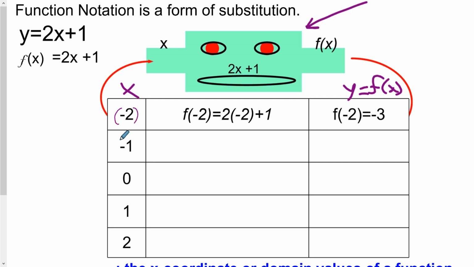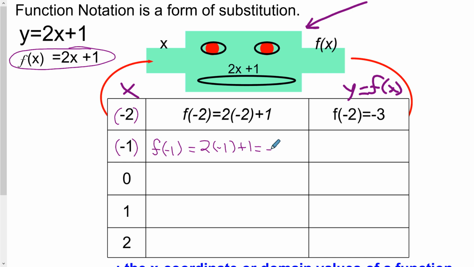Let's see that again with x equals negative 1. So this is going to be f of x equals 2 times x plus 1. Again, I'm getting 2x plus 1 from my function here. But this time, x is going to be negative 1. 2 times negative 1 is negative 2. Plus 1, negative 2 plus 1 is negative 1. So f of negative 1 equals negative 1.